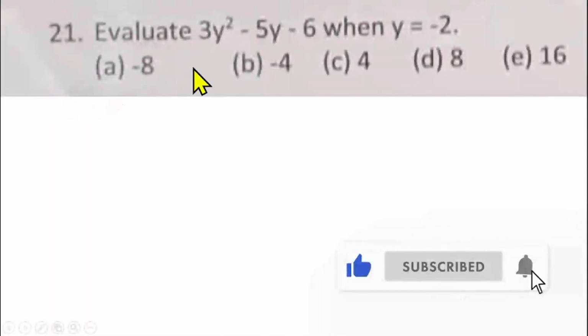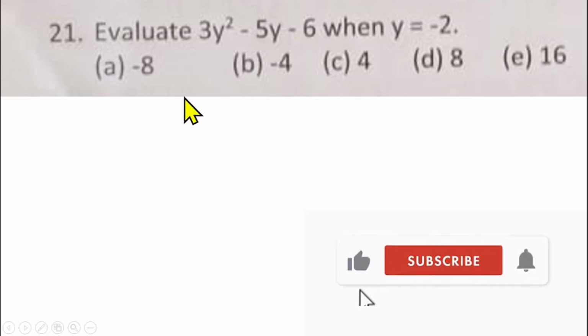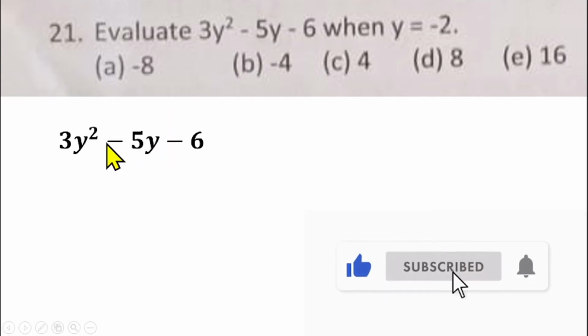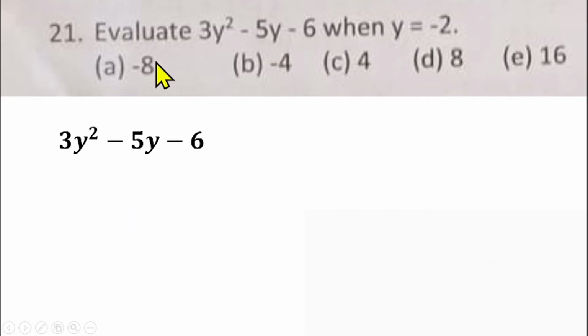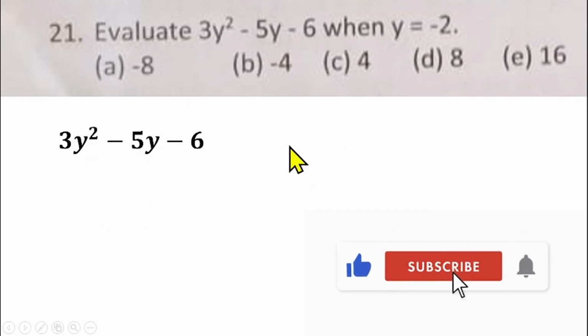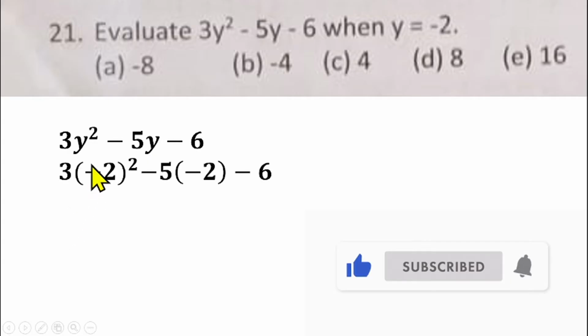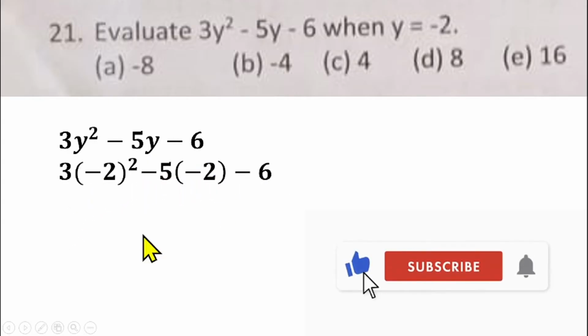Question number 21 is from substitution. So we are having 3y squared minus 5y minus 6. We are told that y is minus 2. We have to evaluate this. So whatever you see y, you put minus 2. So that will give us 3 into minus 2 squared minus 5 into minus 2 minus 6.